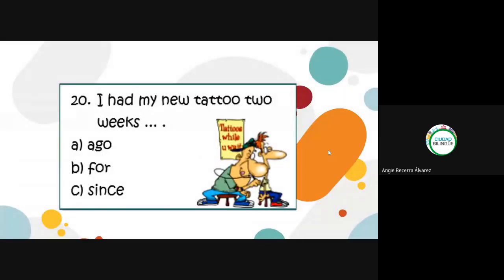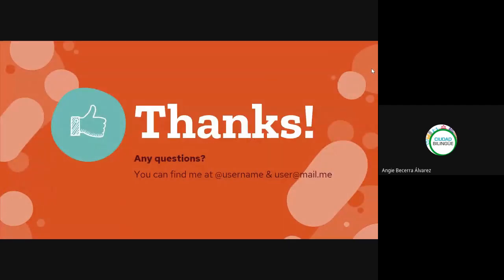This one, I had my new tattoo 2 weeks, A, B, or C. A. Ago. Ago, teacher. What about Joka and sus lady? Ago. Perfect. So this one is ago. Very good. Aquí estamos hablando en pasado. I had. Yo tuve mi nuevo tatuaje hace 2 semanas. Perfect. Very good. Do you have any question, guys? Yes or no? No, teacher. Perfect. So let's continue here with other activity.